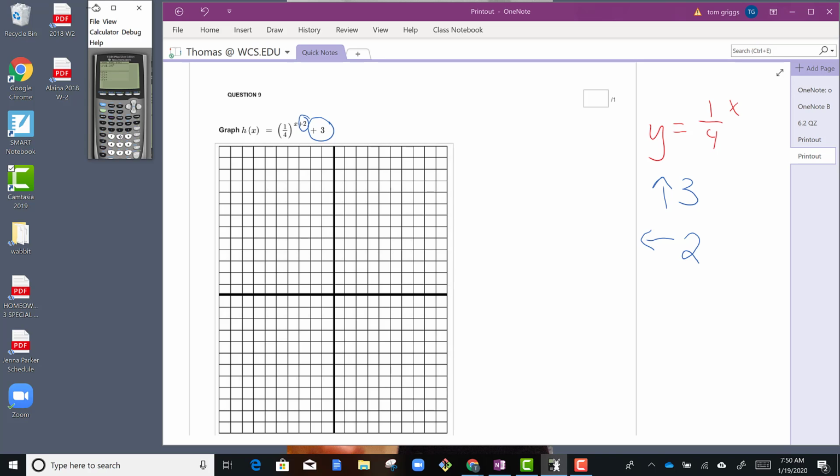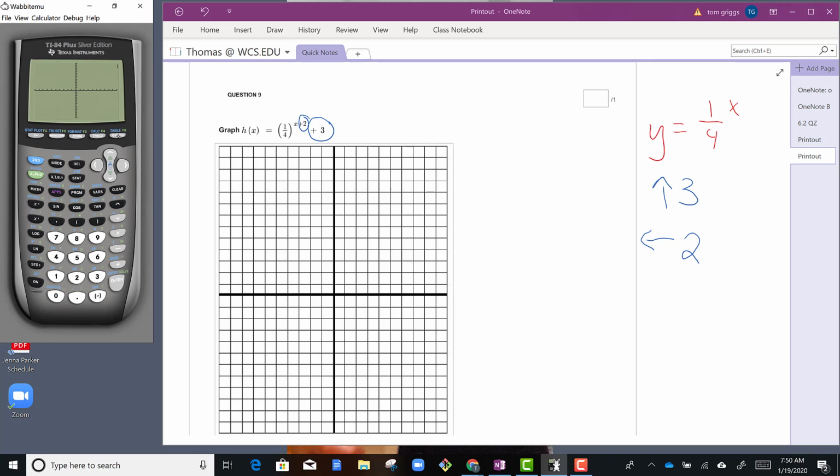So there's the parent function, and you can see the graph. We're kind of decreasing. There's a decay problem. And then when we transform it, this should take the original graph to the left 2 and up 3. And there it is. And you can kind of see again the asymptote is happening at that number from the vertical shift.